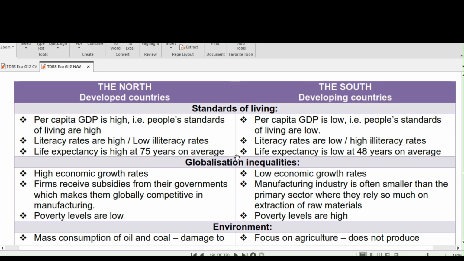What do you think contributes to low life expectancy in the South? To answer that question, I'll give you a very recent example that happened in Hammanskraal, Pretoria. There was a cholera outbreak a few weeks ago which claimed the lives of some individuals.